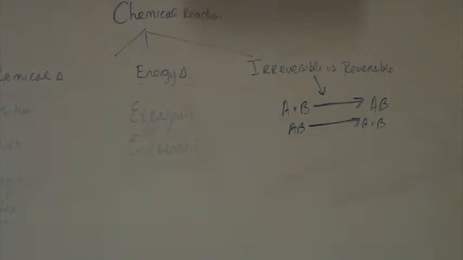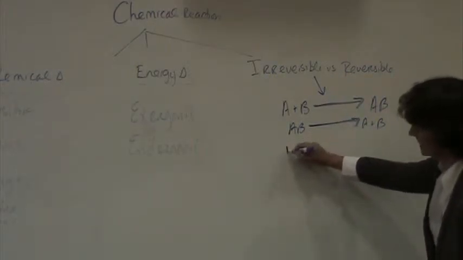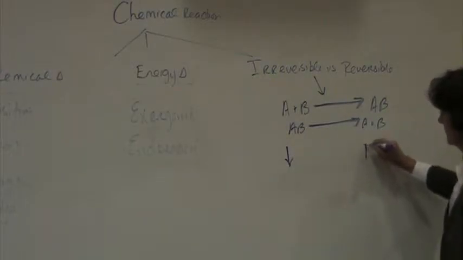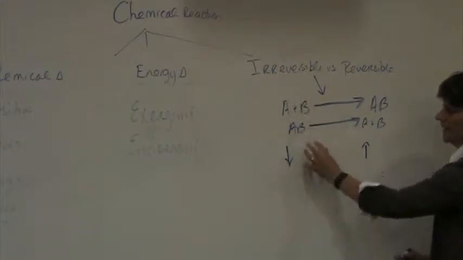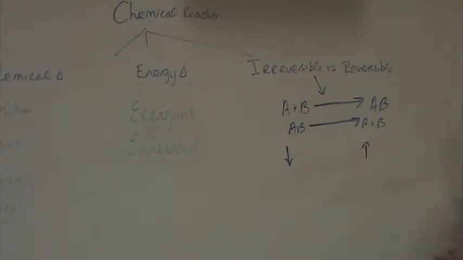So what happens over time? Your substrates or reactants decrease, and your products increase. That's an irreversible reaction. We don't know to what extent. Is it 100 an hour? How many are we making? We don't know. But over time, we know we're getting less of this and more of this.